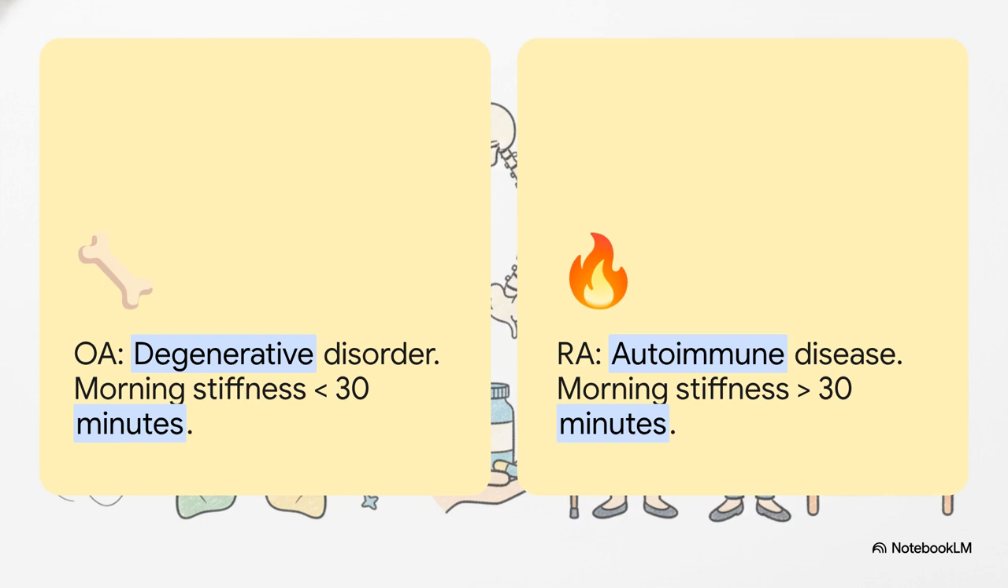Rheumatoid arthritis, on the other hand, is an autoimmune disease, and it's characterized by morning stiffness that lasts way longer than 30 minutes. Lock in that 30-minute differentiator, guys. It is an absolutely critical assessment cue.